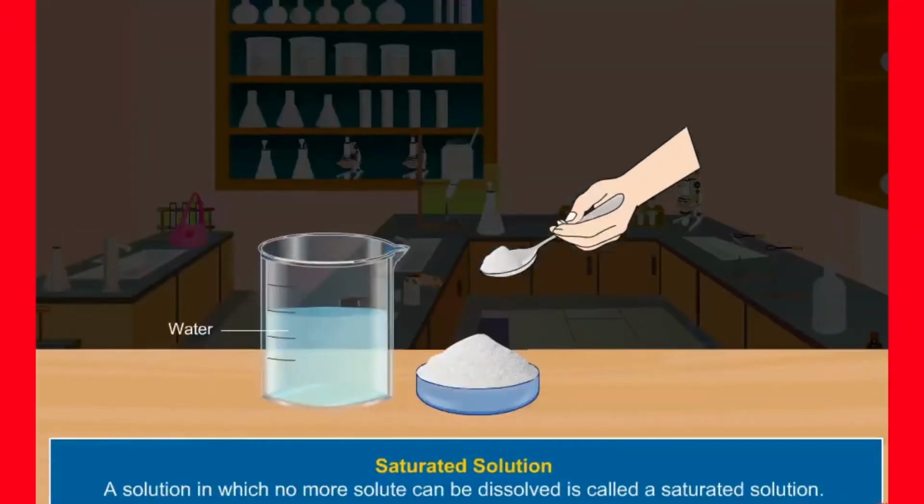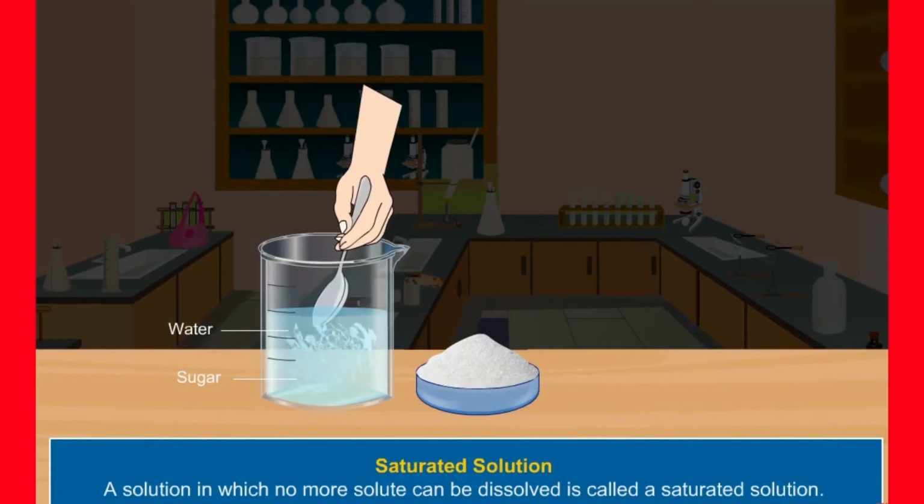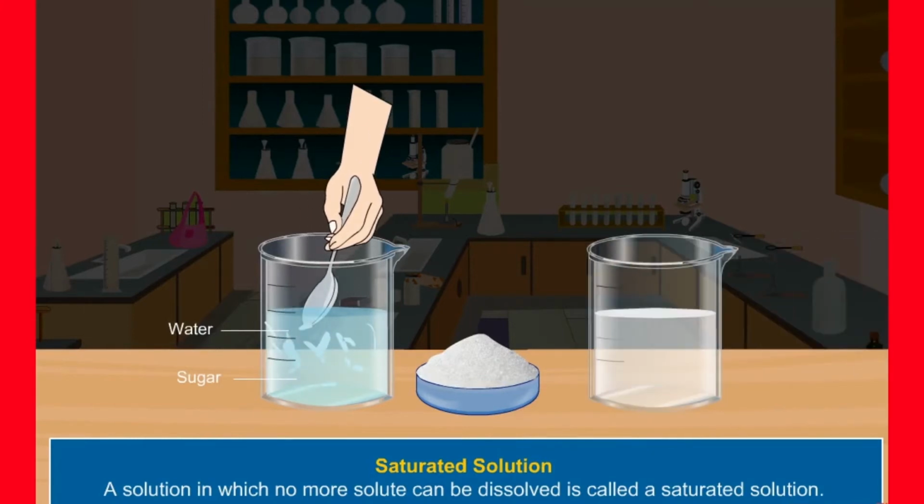Equilibrium involving dissolution of solids in liquids. It is not possible to dissolve any amount of a solute in a given amount of solvent. For example, when we add sugar to water, the crystals of sugar keep on dissolving into the solution in the beginning. But after some time, no more of sugar dissolves. A solution in which no more solute can be dissolved is called a saturated solution.